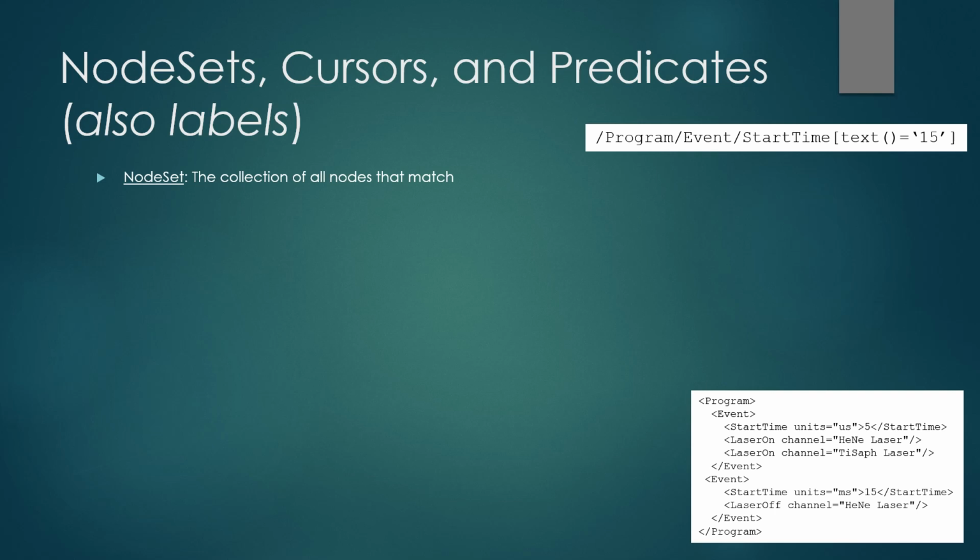So the node set is a collection, always. It's never one answer. I mean, sometimes it is, but in general, it is always a collection. Okay, so that's the node set.